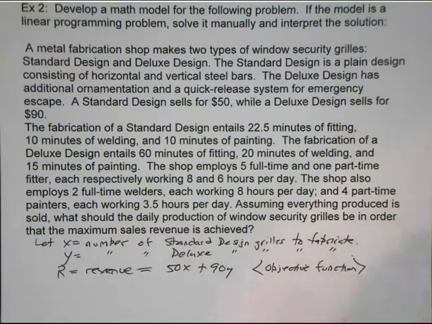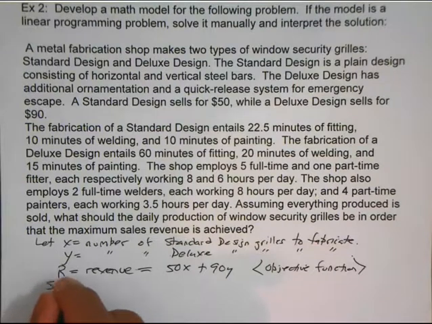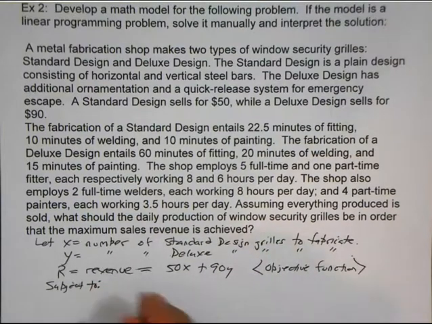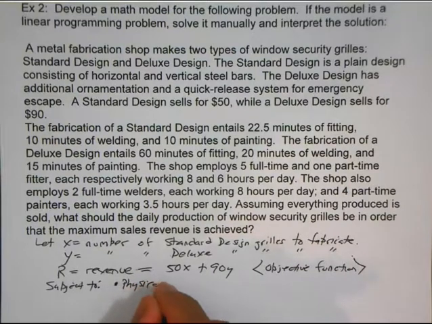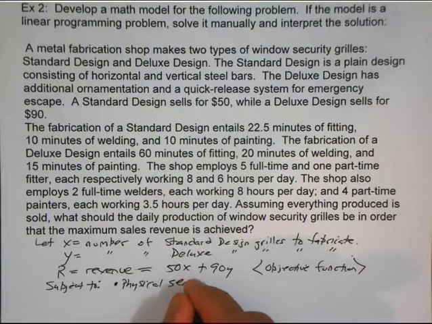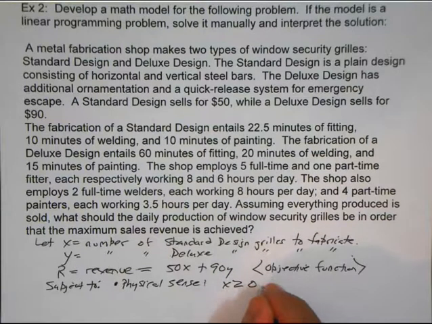Kind of important. Okay. Now X and Y. There's some restrictions here, so this leads us to a subject to consideration. Alright, what have we got? Well, first of all, let's just talk about physical sense here for a minute. You can't very well fabricate a negative number of grills. That being the case, physical sense would dictate that X greater than or equal to 0 and Y greater than or equal to 0.